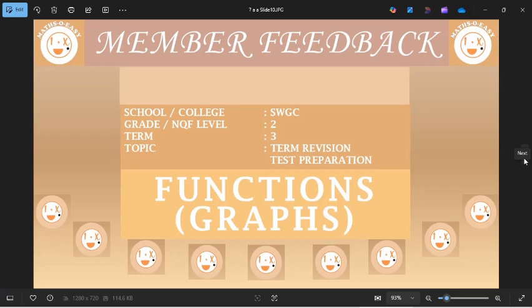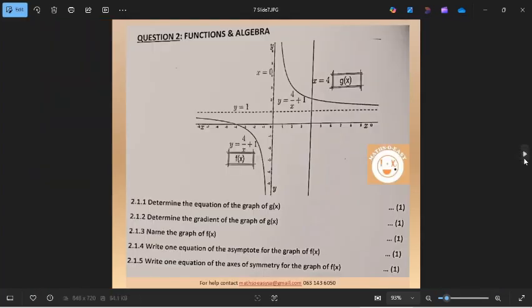Already, remember, let us go for functions. So we continue with our test preparation. So here we're going to look at functions and their graphs. And which one is it? Whoa, busy function. So there it is. So what type of a graph is this? I'm not telling you. That's part of the question.